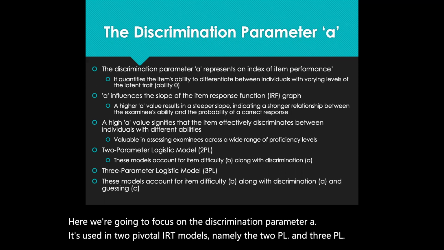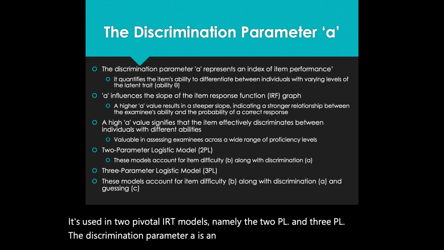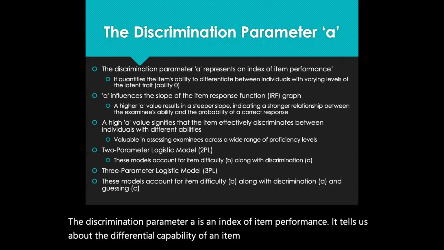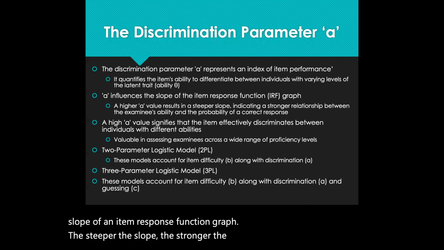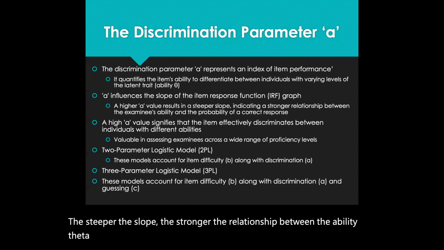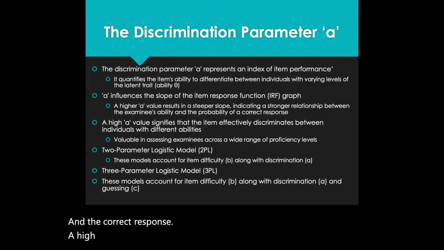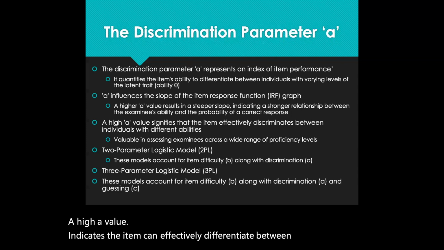The discrimination parameter A is an index of item performance. It tells us about the differential capability of an item. It essentially represents the slope of an item response function graph. The steeper the slope, the stronger the relationship between the ability theta, which as you recall is our latent trait, and a correct response. A high A value indicates the item can effectively differentiate between examinees of different abilities.